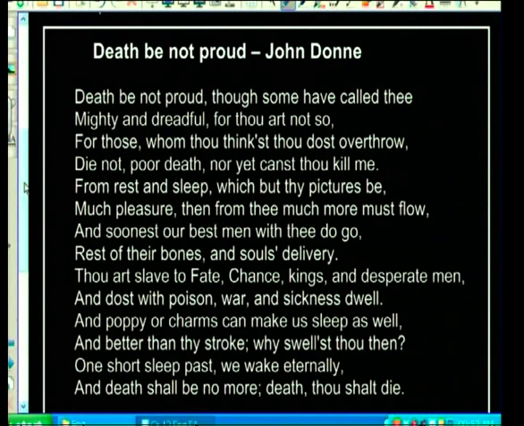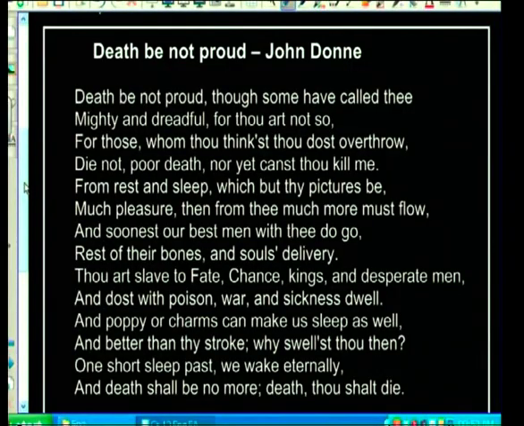One short sleep passed. So once we have experienced death, we in fact wake eternally. And death, you are no longer around. Death shall be no more. And this is John Donne's final stroke. Death, you will die. Are you ready now to tackle the questions?